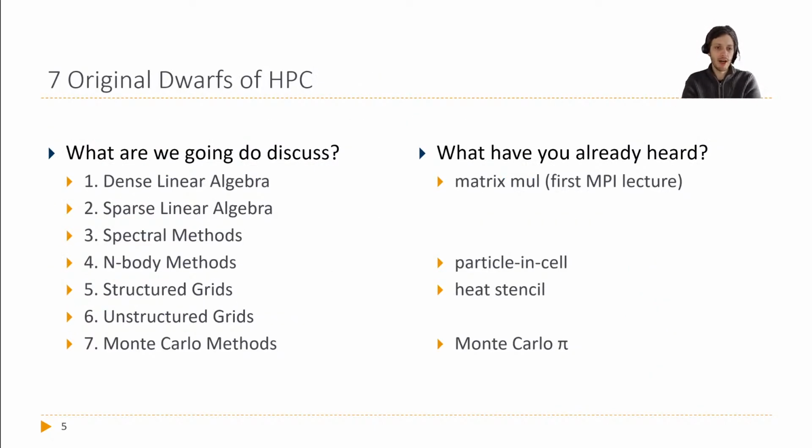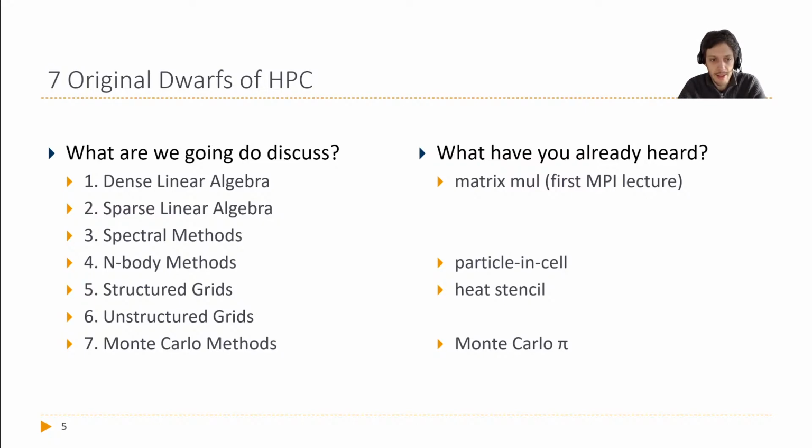Now, they are structured sort of in two groups: the 7 original dwarfs of HPC and the 6 additional ones that were added on later. First we're going to discuss the 7 original dwarfs, which are dense linear algebra, sparse linear algebra, then spectral methods and n-body methods, structured grids and unstructured grids, and then Monte Carlo methods. And some of those you have already heard.